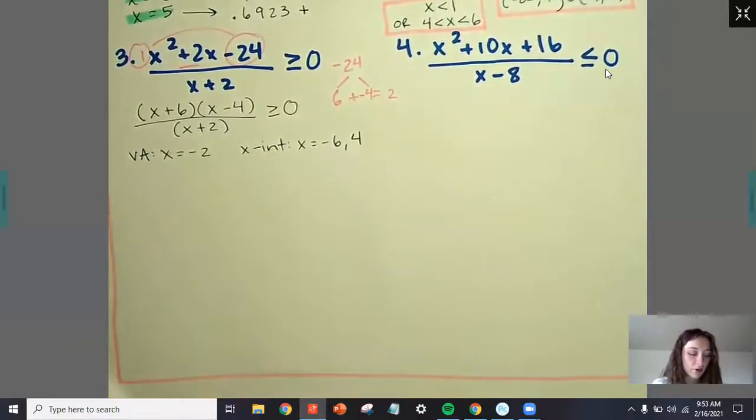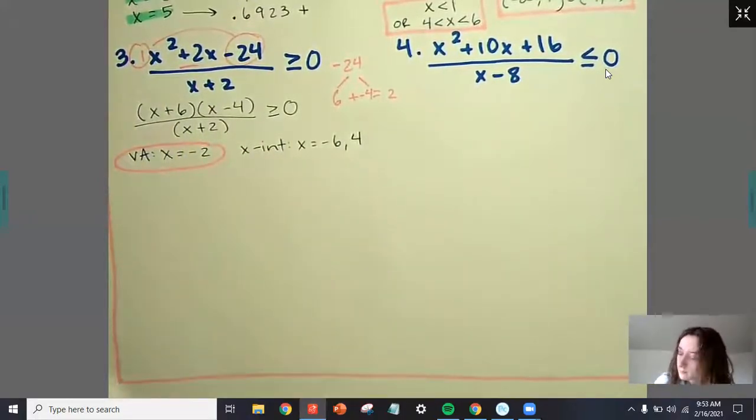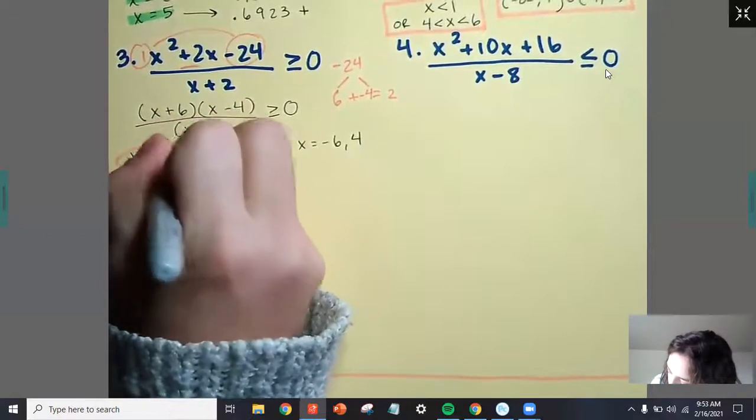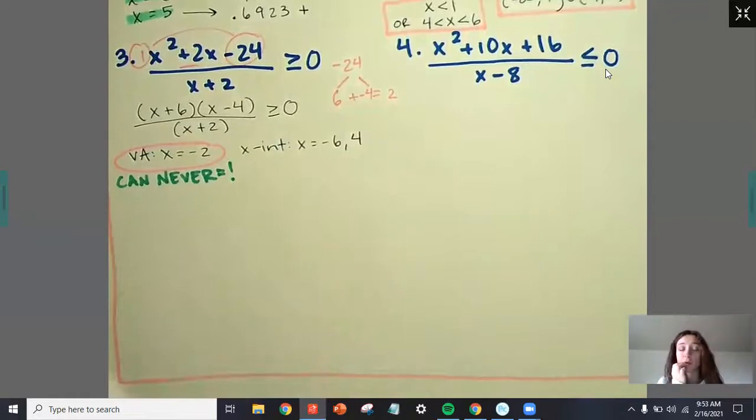Okay, now the important thing to note here is that a vertical asymptote is actually a discontinuity, meaning you can never equal this point. Okay, so that's really important. And that's because that's a discontinuity. Remember, that's the vertical asymptote, the line that it can never touch. You can touch a horizontal asymptote, just not a vertical asymptote. So we can't ever touch that. So at x equals negative 2, I have to draw an open circle, even though this is a greater than or equal to symbol.